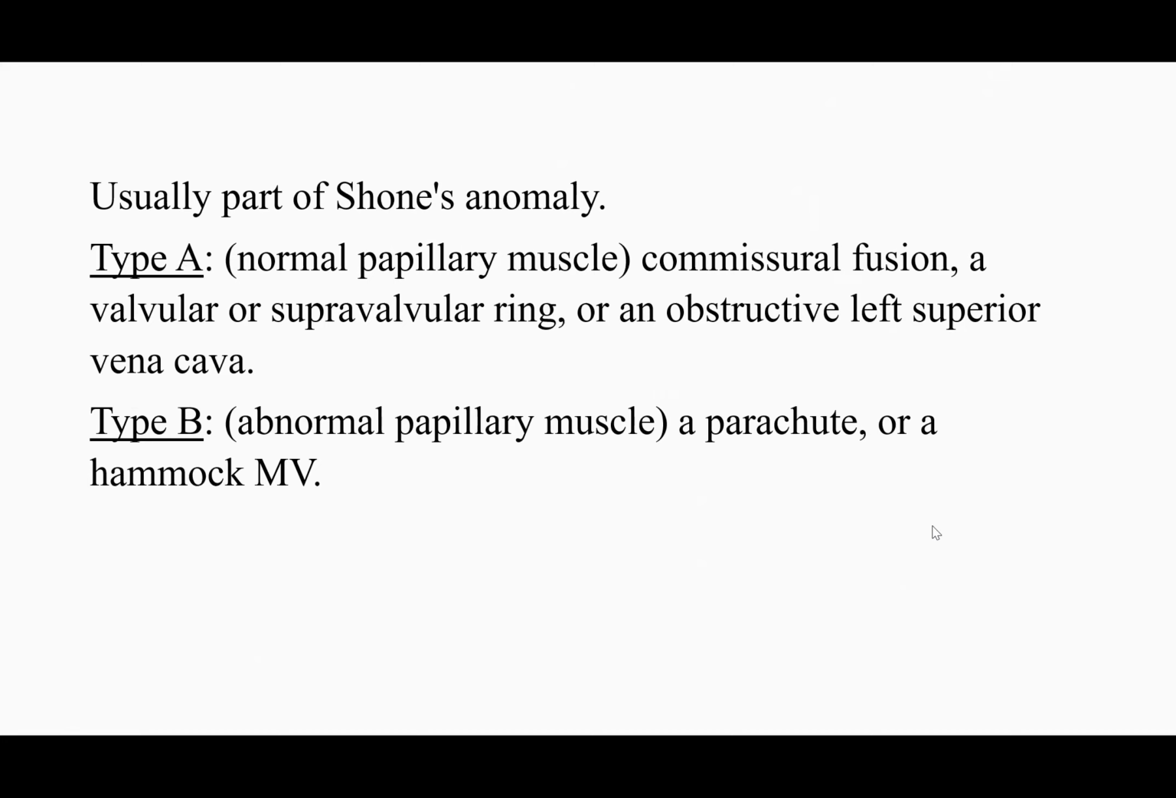Mitral stenosis is usually part of the Shone's anomaly in children. Type A: normal papillary muscle, commissural fusion, a valvular or supravalvular ring, or an obstructive left superior vena cava. In type B: anomalous papillary muscle, parachute, or a hammock mitral valve. These are the variants of the Shone's anomaly.